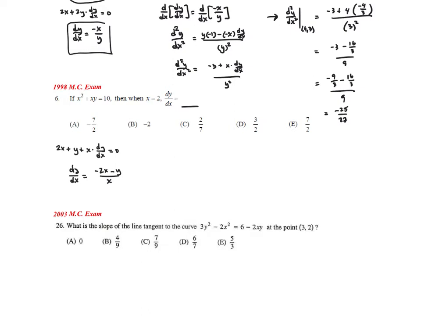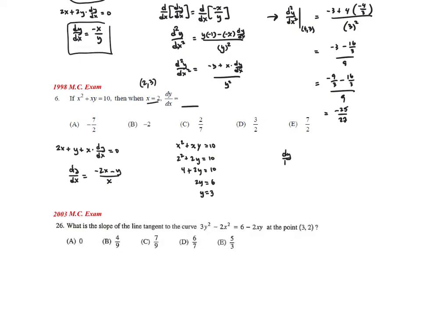Okay, so it looks like dy dx is dependent on both x and y, but all I'm given is x. So what I need to do is take the original, and if x equals 2, I can then solve for what y equals when x equals 2. So 4 plus 2y is equal to 10. Therefore, 2y is equal to 6. Therefore, y is equal to 3. So we now know that when x equals 2, y equals 3.